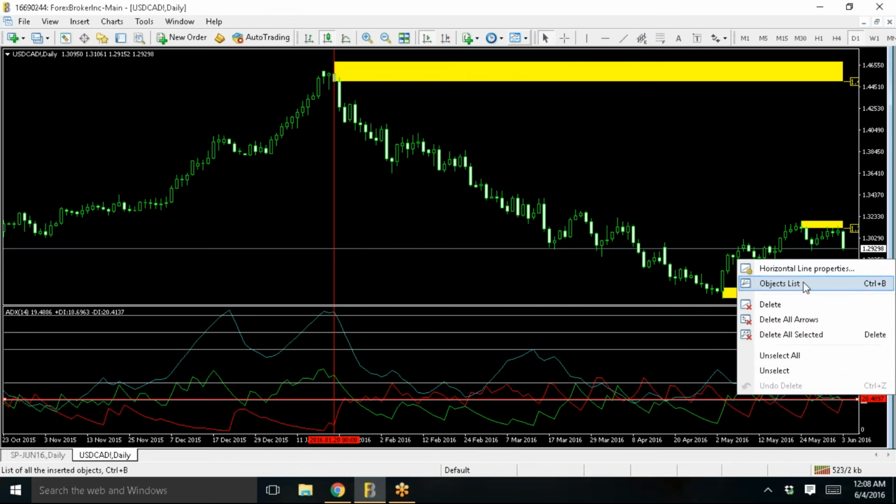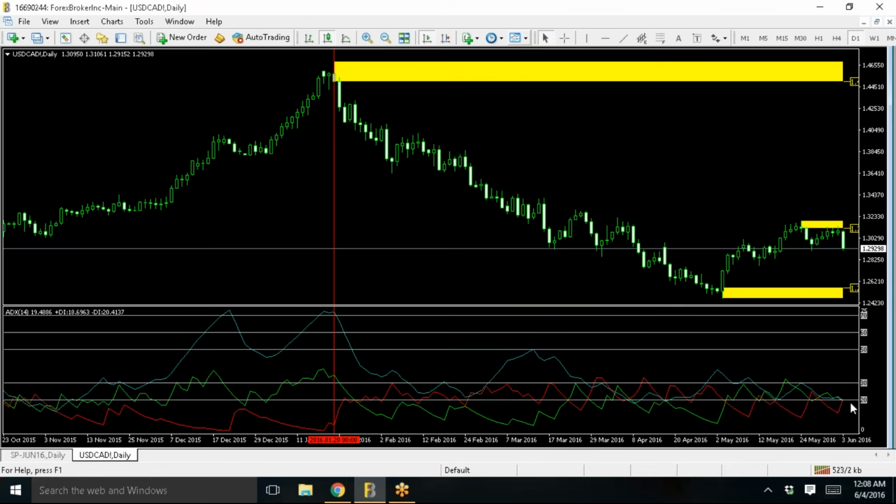You're going to want price to be above the 20, okay? And for a sell, you're going to want the red line to cross the green, and you're going to want your ADX line to be above the 20 as well. That's showing the strong downtrend.